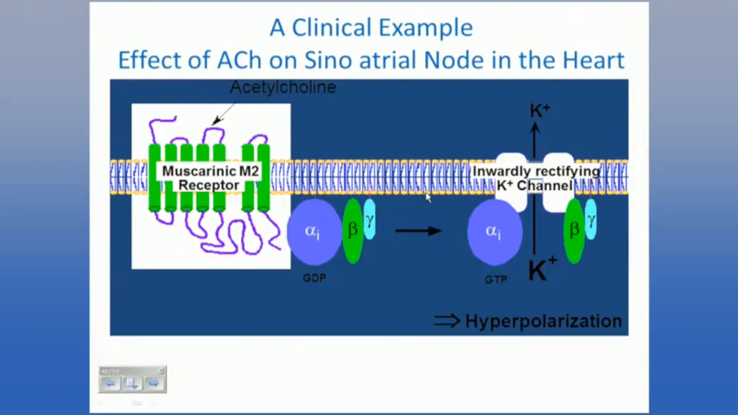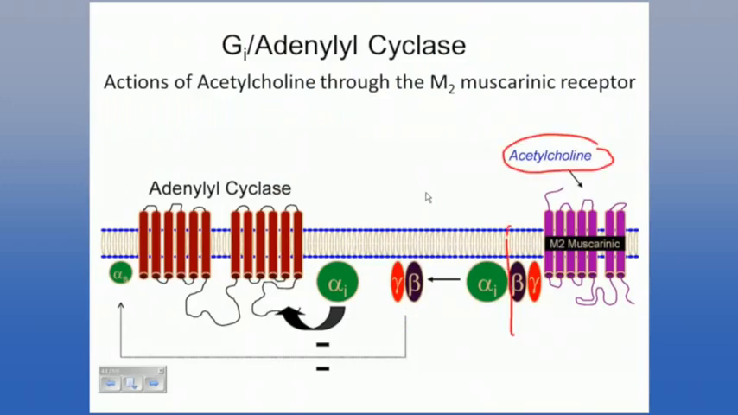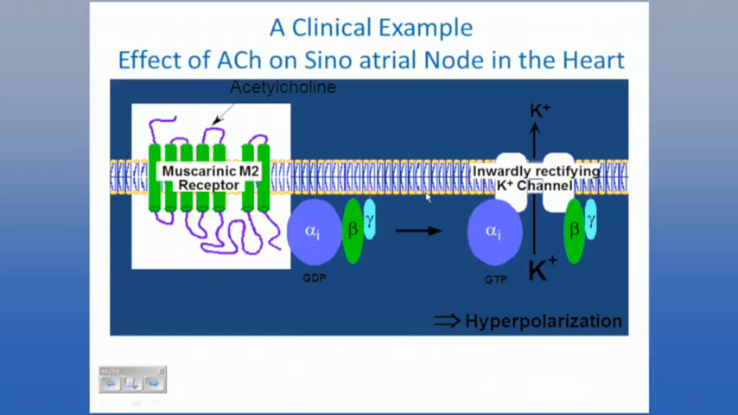A third example is acetylcholine on the sinoatrial node within the heart. So if we think about acetylcholine, let me go back here for one second. This is the sequence of second messenger activation with the GI subunit of the G protein coupled receptor. This is our clinical example. So where are there muscarinic receptors found? Well, in the sinoatrial node in the heart, there is a high concentration of this subtype of receptor. These receptors in the heart contribute to the regulation of heart rate.